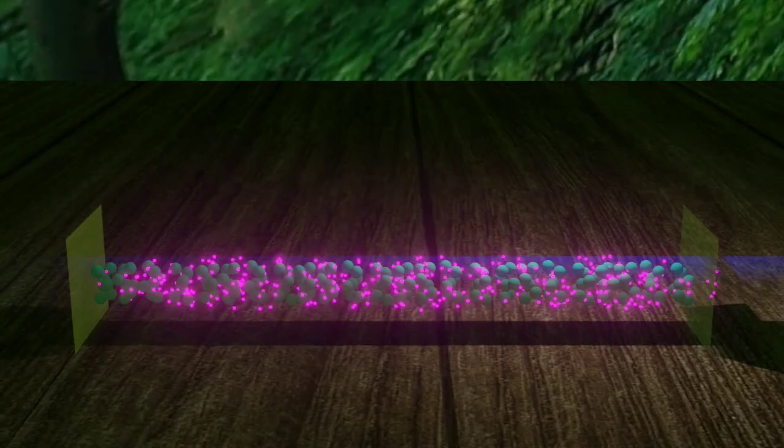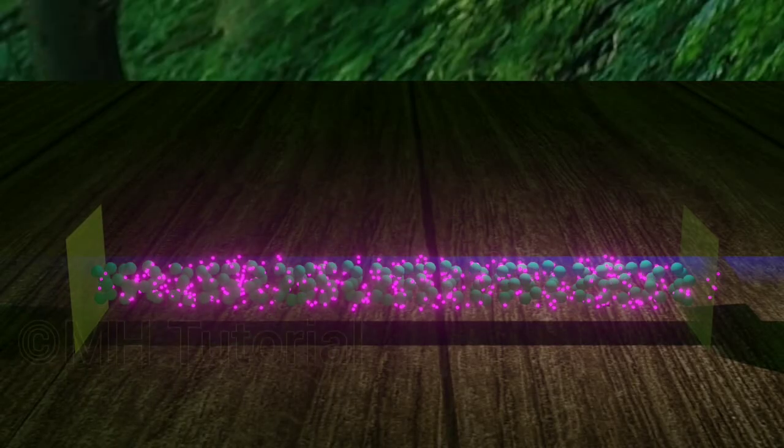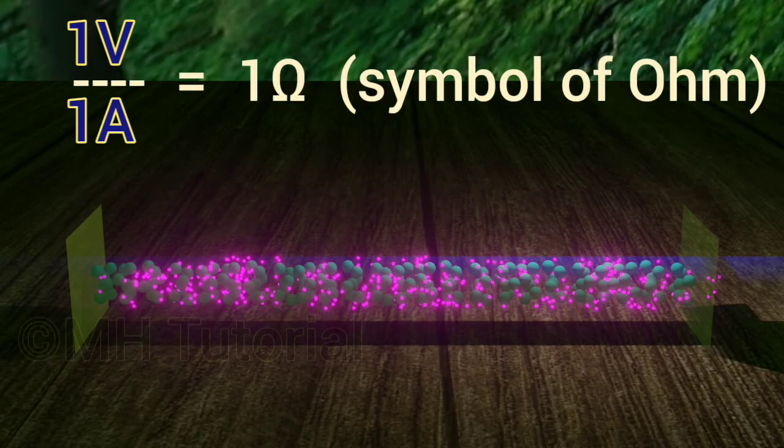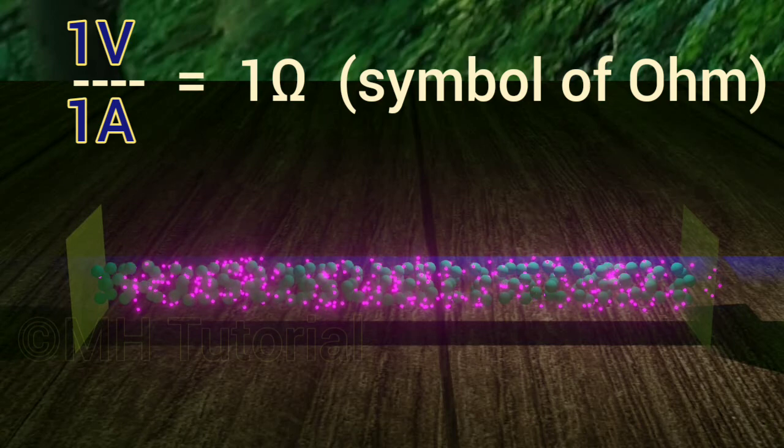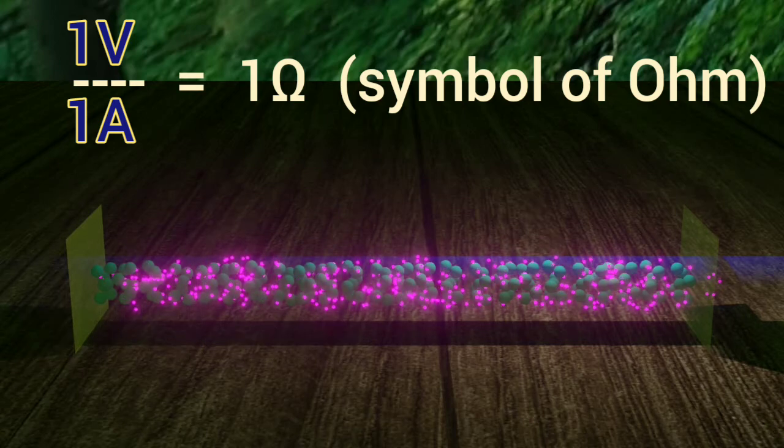Electrical resistance is measured in ohm. If the applied voltage across a wire be 1 volt and current flowing through it be 1 ampere, then its resistance is 1 volt by 1 ampere. Or simply 1 ohm.